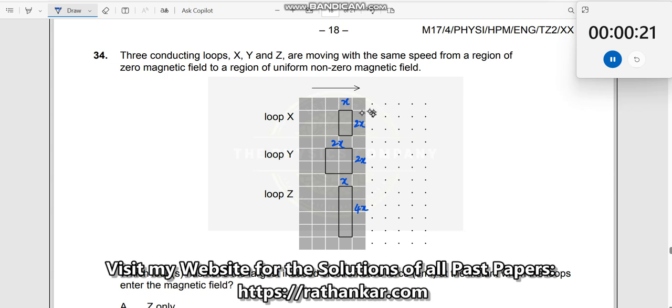Where does it enter the magnetic field? It enters the magnetic field here. The moment it enters the magnetic field here, what will be the EMF? Why should an EMF be there? Because the magnetic field lines will be cutting over here. So how do you find that out?